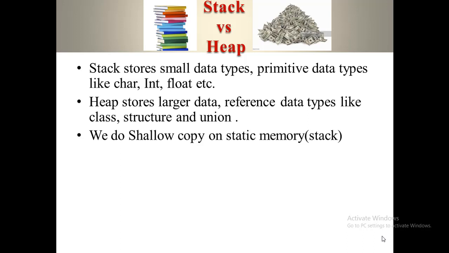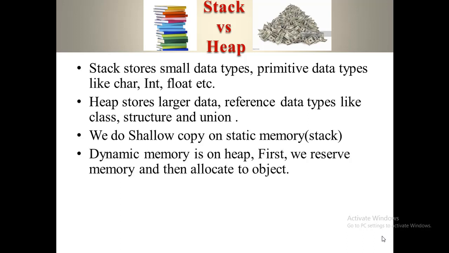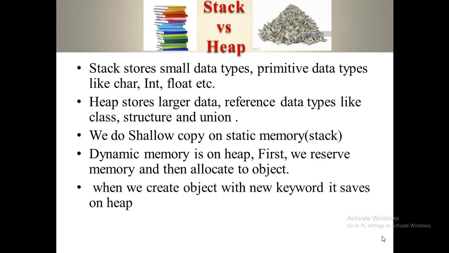While on the other hand, dynamic memory is on heap. First, we reserve memory on heap and then allocate it to the object. We reserve space on dynamic memory by using the keyword new. So when we create an object with the new keyword, it is saved on heap.